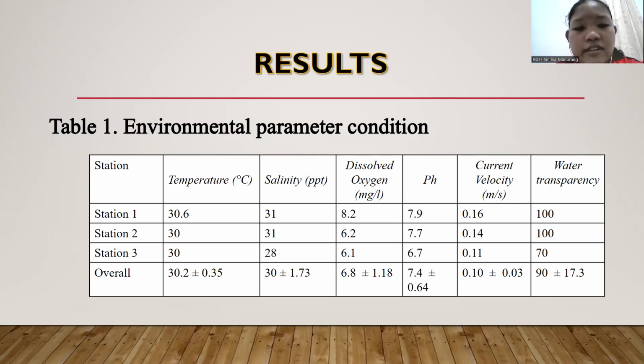The water transparency value found is 100%, meaning that light can still penetrate to the bottom of the waters. However, at station 3, the water transparency value is slightly low, with a value of 70%. Water transparency is very closely related to light penetration, which is very important for zooxanthellae and coral animals, especially in the process of photosynthesis.